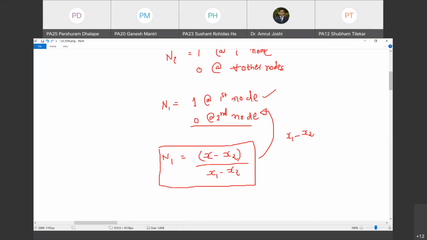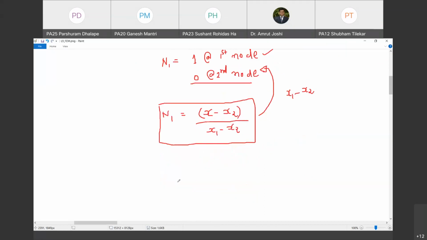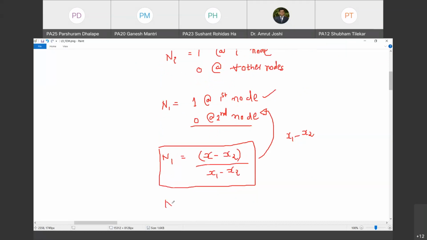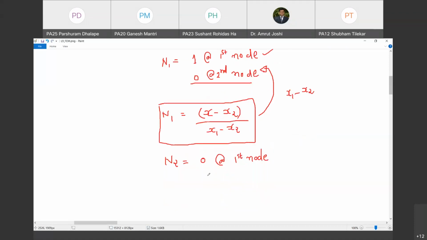Type your response in chat box. Great. Now let me write down n2. So what is my requirement on n2? n2 has to be equal to 0 at the first node. First node पे तो 0 चाहिए. And it has to be equal to 1 at the second node. Do you agree with me? Why do shape functions satisfy this weird set of conditions? Don't ask now. You will understand that in a while. Are you with me? So if you have understood these conditions, please type your response in chat box as yes.